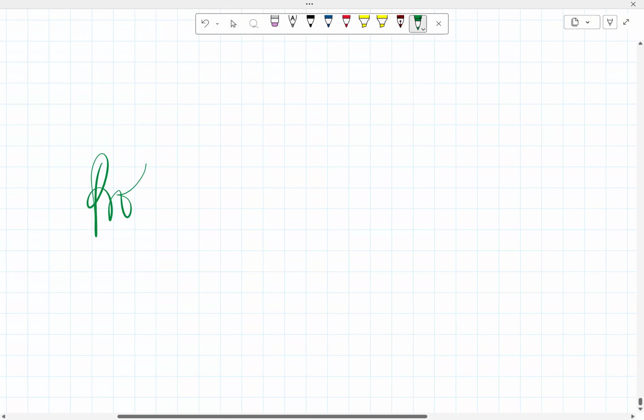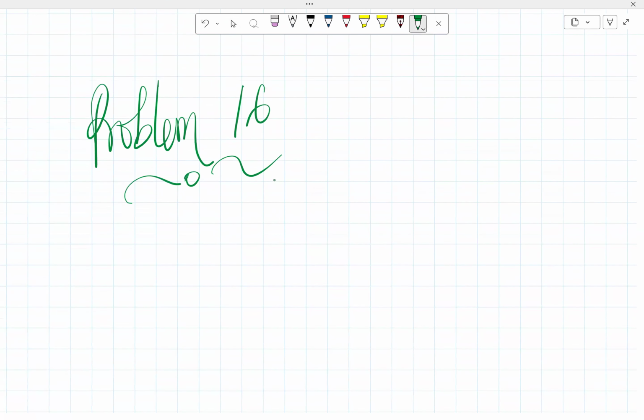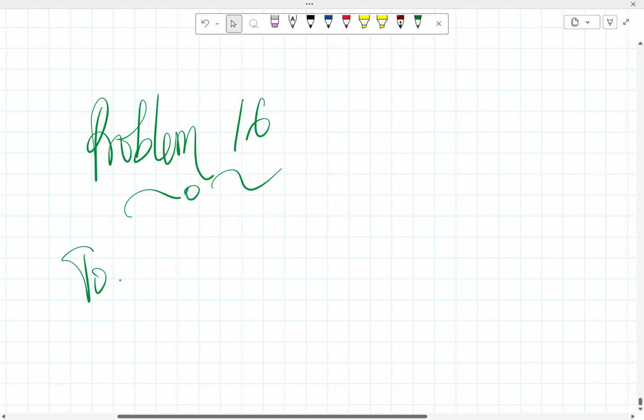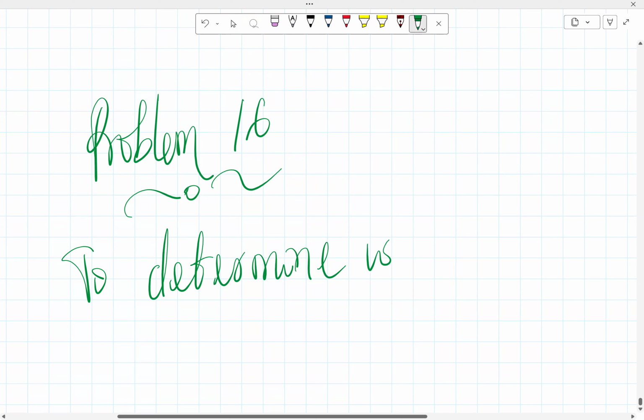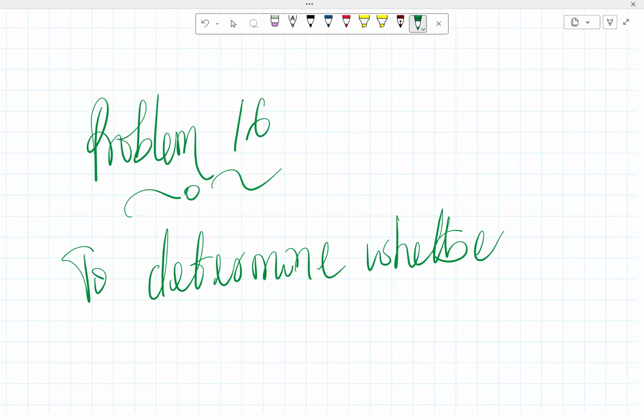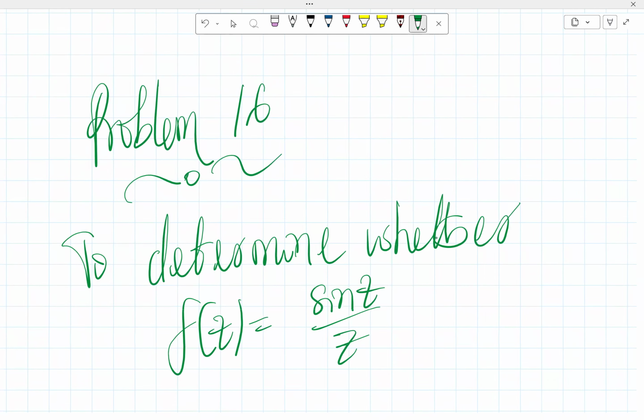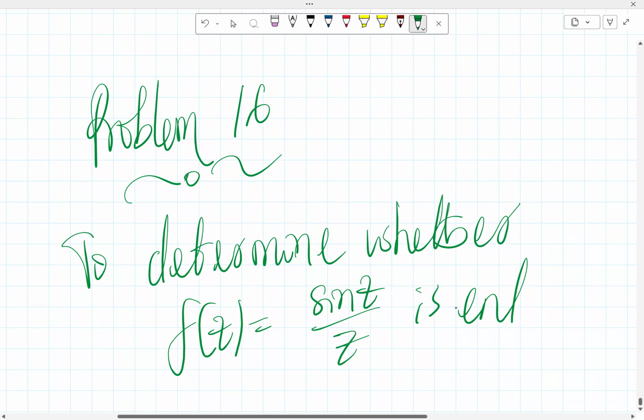So for problem 16 now, we want to determine whether f of z equals sine z all over z is entire.